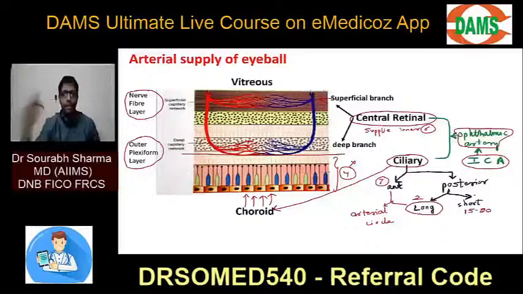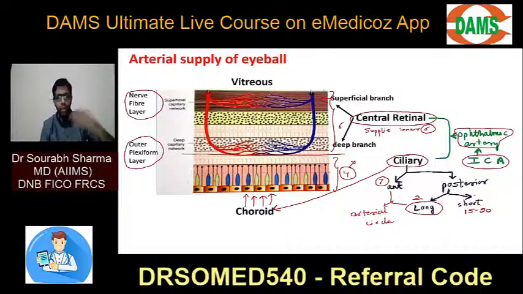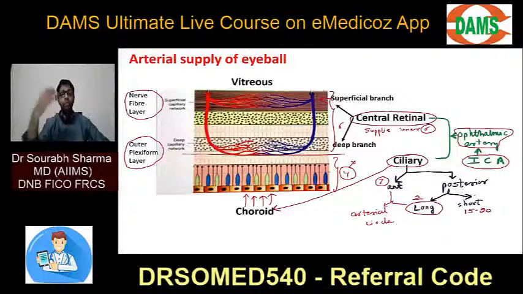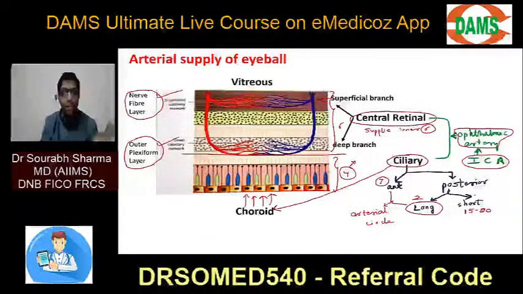Alright, so the inner 6 layers are supplied by central retinal artery. Outer 4 layers are getting nutrition from the ciliary, choroidal vessels. Superficial branch is present in nerve fiber layer. Deep branch is present in outer plexiform layer. This is your arterial supply of the retina and choroid.